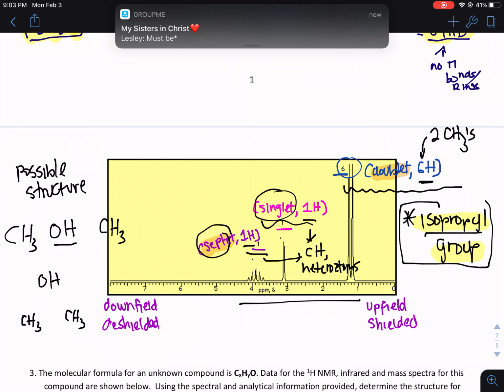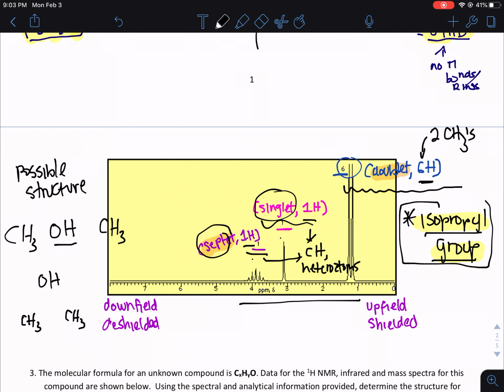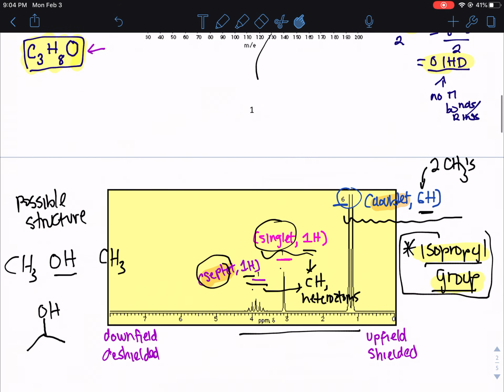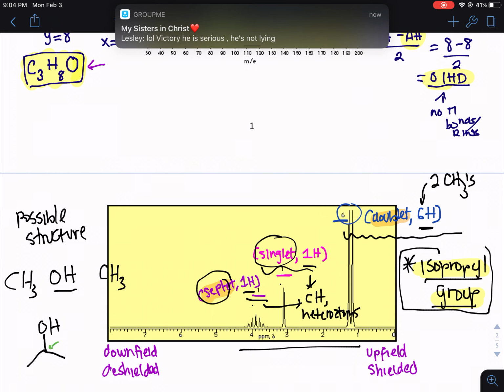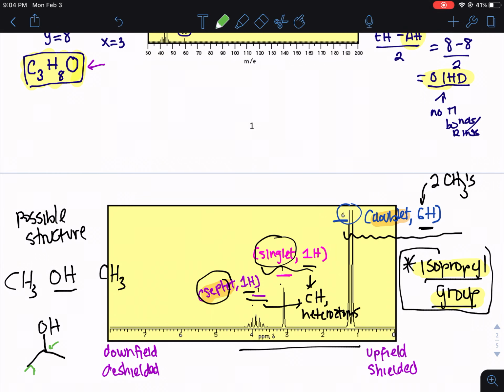So remember, we also said we had an isopropyl group. So let's go ahead and see how that will come into play. Okay, so let's say we draw an isopropyl group right under that OH. Let's see if this follows everything that we've determined, right? So if you look here, you have a carbon here, a carbon here, a carbon here, right? That is 3 carbons. So yes, in our molecular formula, we do have 3 carbons.